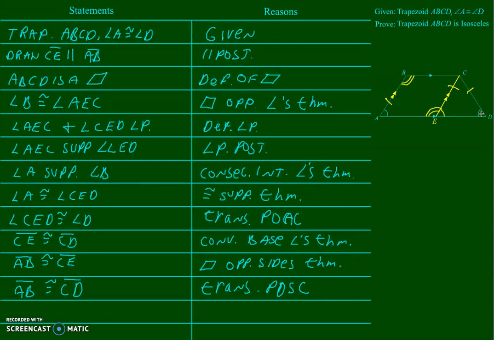Now finally, we know that ABCD has to be an isosceles trapezoid. The definition of an isosceles trapezoid is a trapezoid with congruent legs. So these legs are now congruent, so the trapezoid is isosceles. And that would be our final statement. And to close, trapezoid ABCD is isosceles by the definition of isosceles trapezoid.